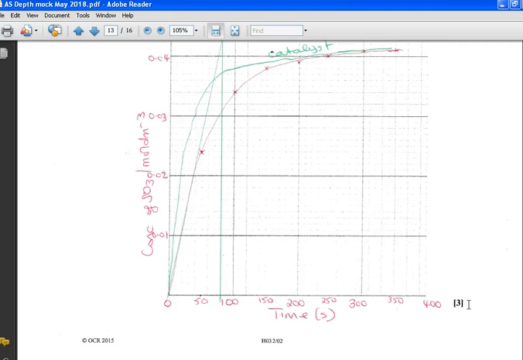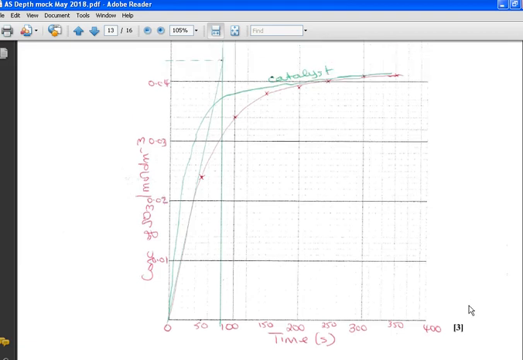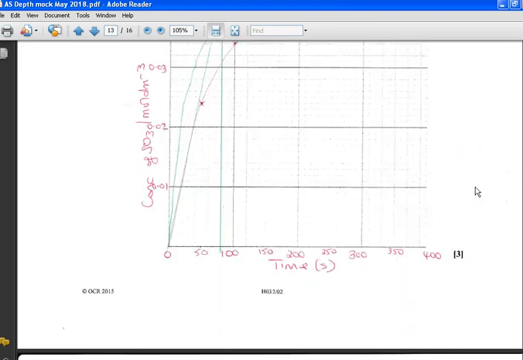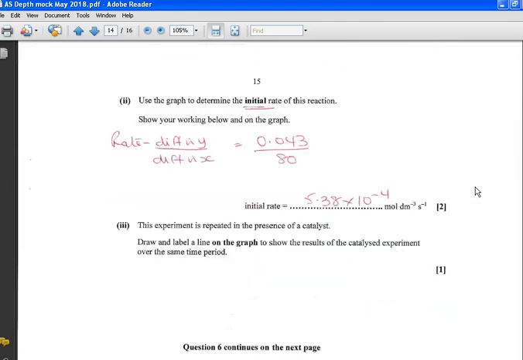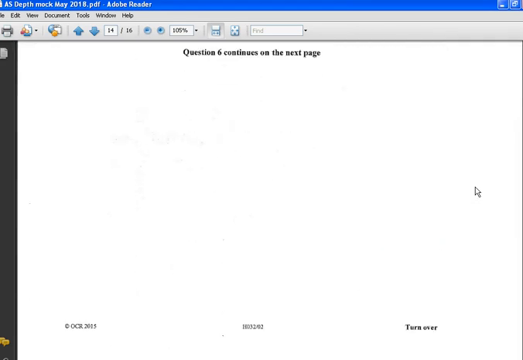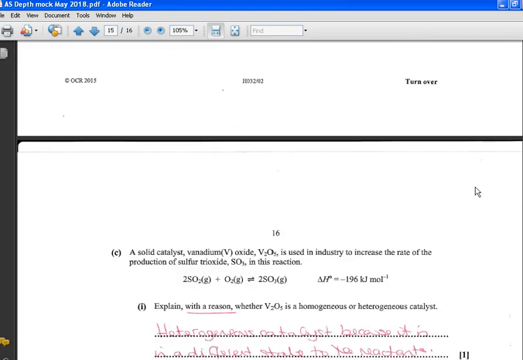Then you're asked to draw another line that would show the production, or the concentration, the rate, sorry, if you added a catalyst. It's obviously going to be faster at the start, but you're not going to end up making any more SO3, are you? You're going to get the same amount. It's just you've added the catalyst, which is not involved in the reaction, but makes it happen faster, that's all.